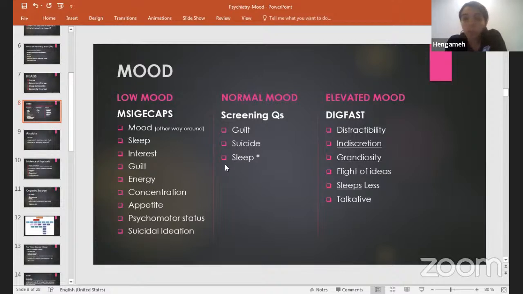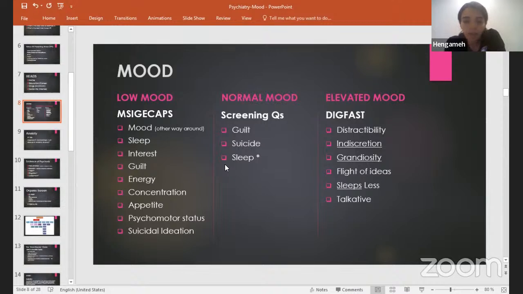Another type is normal mood. So when a patient says, I'm okay, I haven't been feeling down, then we need to ask our screening questions. Suicide is very important. We ask in everyone, regardless of their mood. Sleep is also very important. Again, the same way. How's your sleep? Do you find it difficult to fall asleep? Do you wake up early in the mornings? Any nightmares, flashbacks, or vivid dreams? Guilt we can ask as well.